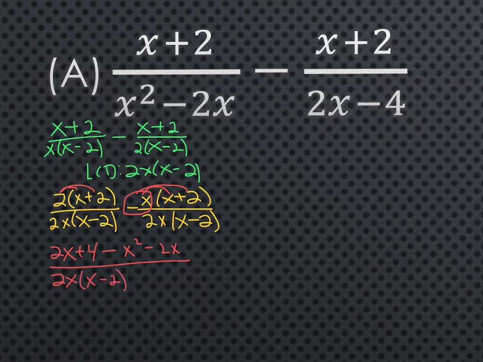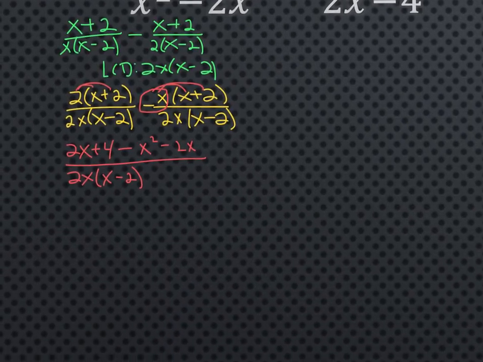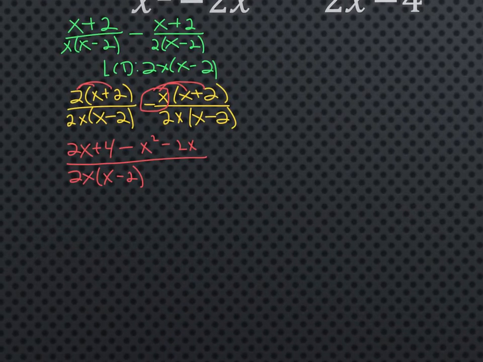Okay, so all we have left to do is to combine our like terms. So let's see, we'll have negative x squared. Notice the two x's cancel out. And if you notice that x squared and 4, that could potentially be the difference of squares. We just have to factor out a negative first.